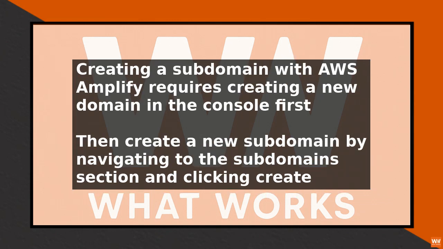To set up a subdomain with AWS Amplify, you will need to create a new domain in the AWS Amplify console. You can do this by navigating to the Domains section and clicking on the Create Domain button. From there, you can enter your domain name and select the certificate that you want to use.